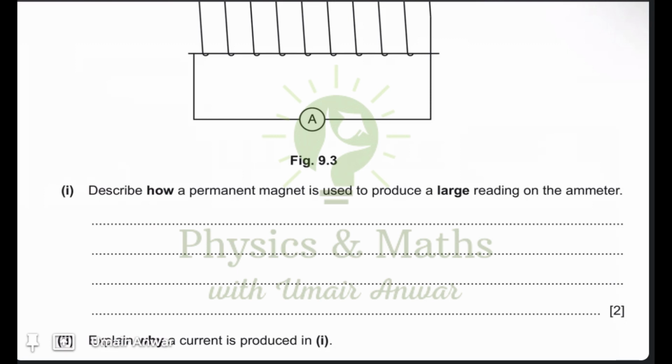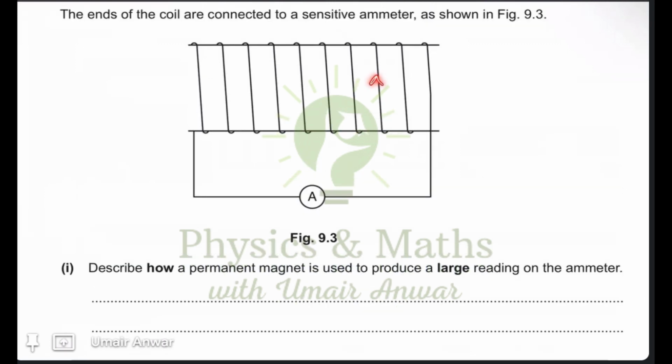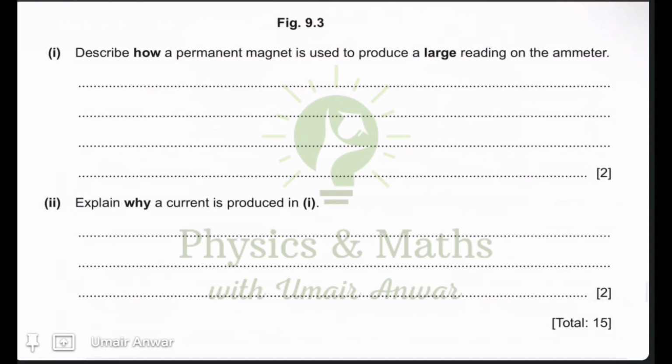So we could use a permanent magnet here to produce current through this coil. And this would happen when the cutting of magnetic field lines would take place, that would induce an EMF in the coil. And since the circuit is complete, there is a complete closed loop or path for the current. So the current would start to flow. And when the current flows, there is a reading on this ammeter.